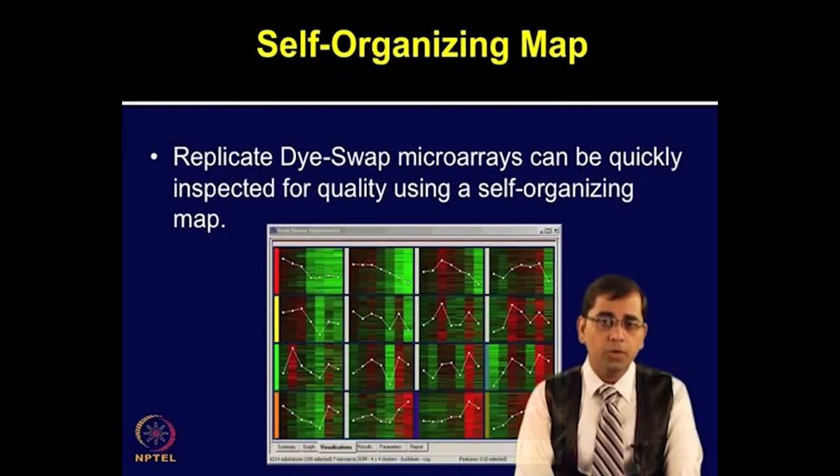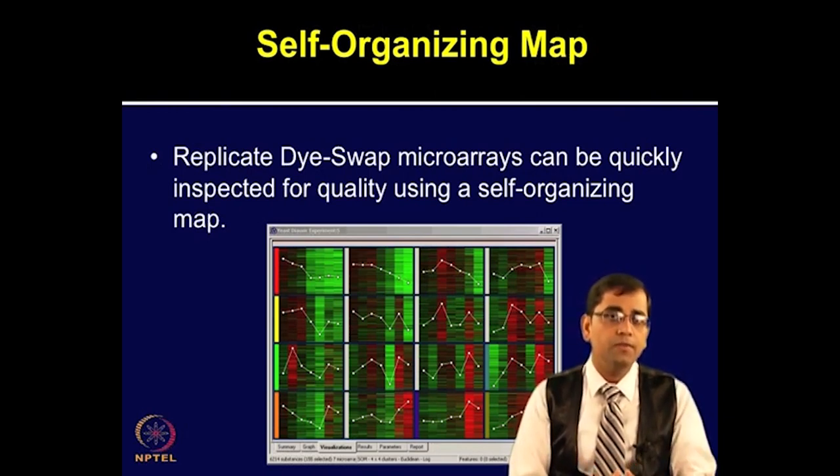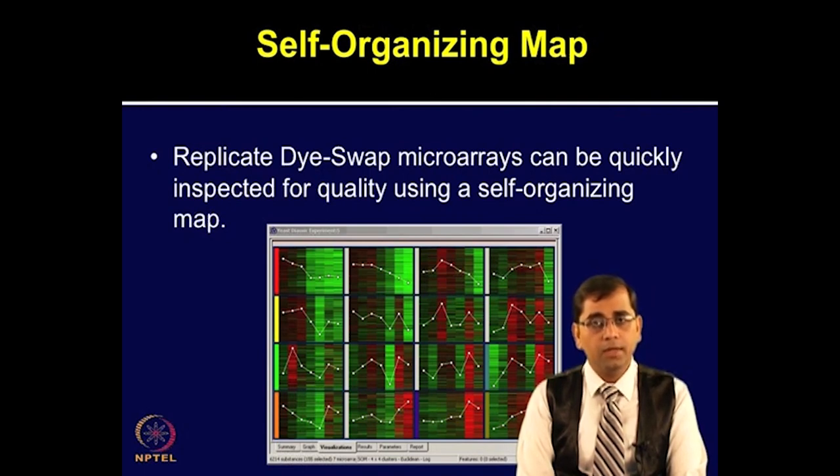Self-organizing maps. In microarray experiment, it is important that you perform dye swap experiments to avoid any effect of Cy3 or Cy5 dye labeling so that there is no bias for labeling in control and the treatment groups. To replicate dye swap, microarrays can be quickly inspected for quality by using a self-organizing map such as the one shown here in this slide. There are different types of supervised approaches to determine if the data fits a predetermined pattern, or unsupervised approaches to characterize the components of a data set without a prior input or knowledge of training set.